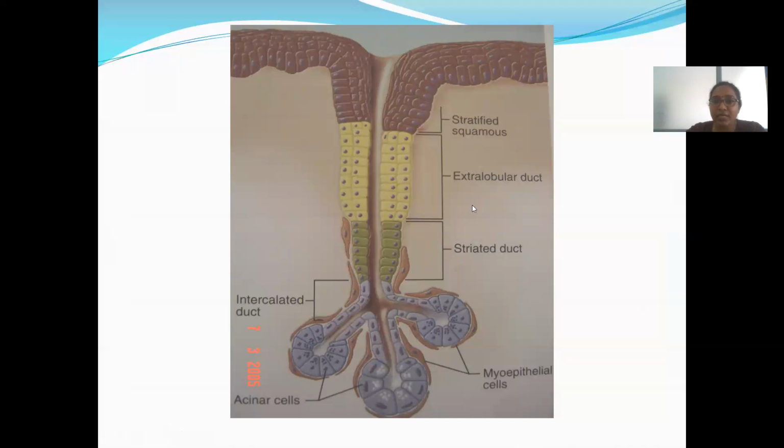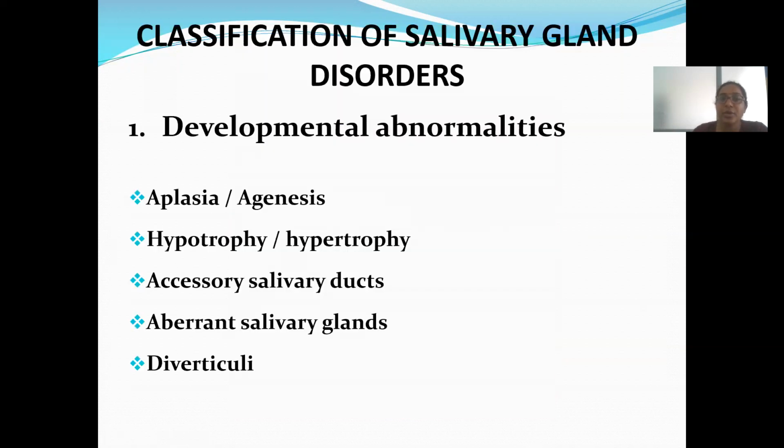And anywhere there is a disturbance, whether in the gland or in the duct, it will affect the secretion of the saliva. Ultimately, it will affect its function. So today we will be dealing with alteration in this function, which can cause some oral manifestations in the oral cavity. So coming to the classification of salivary gland disorders, we have n number of classifications given by different authors.